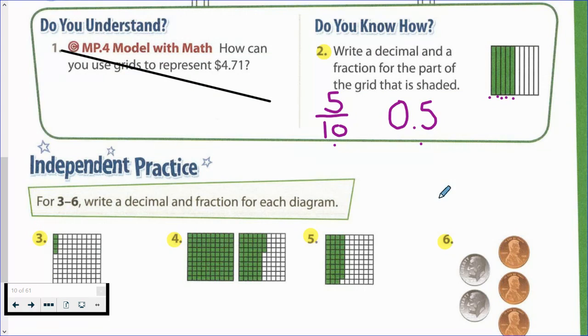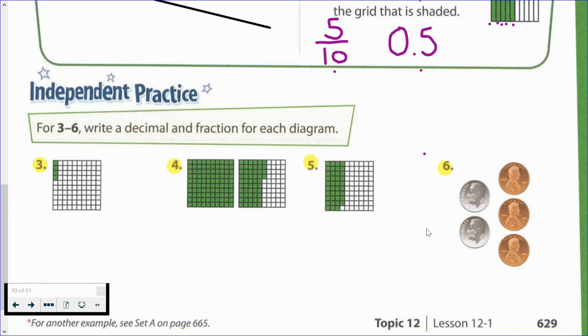So let's take a look at another situation. I apologize, my computer does not want to scroll. Here we go. Okay, so let's come over here now and let's look at number 3. Number 3 has been divided into 100 little parts. So if we are writing this as a fraction, because there are 100 little parts, we would write 100 in our denominator. Now, to find your numerator, count how many parts are shaded green.